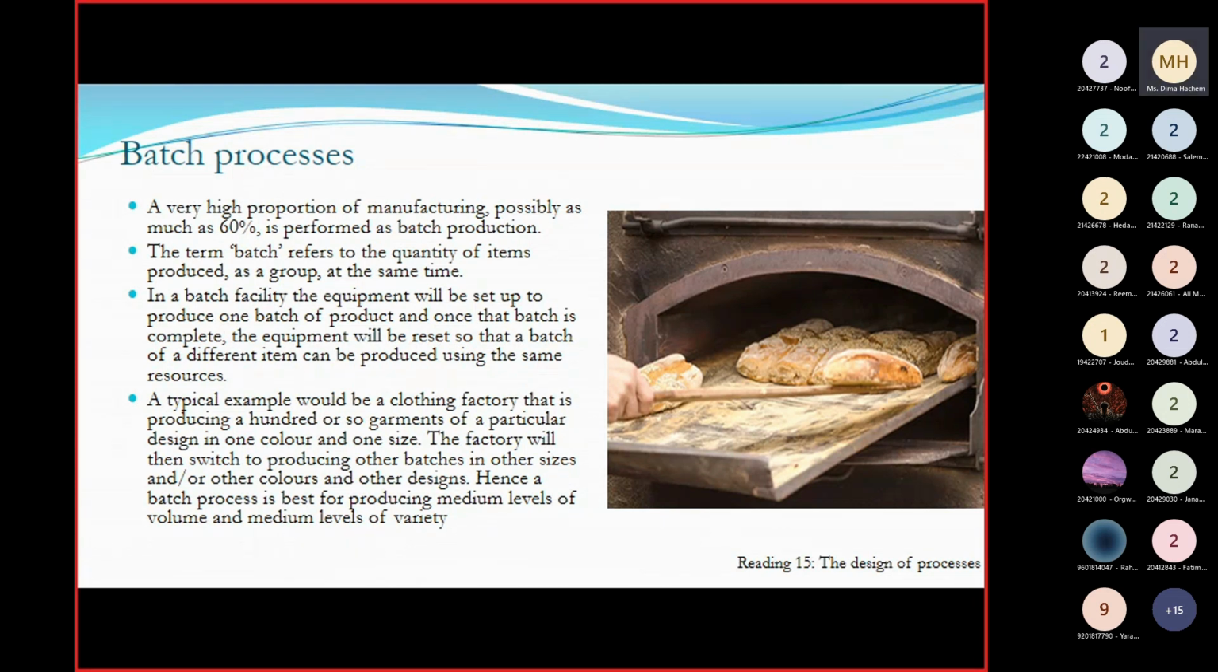Same with clothing. When you manufacture clothes, you make the first batch color green, size medium, for example. Second batch color green, size large, and so on. So in a batch, we also have a higher volume than jobbing, and we have less variation.